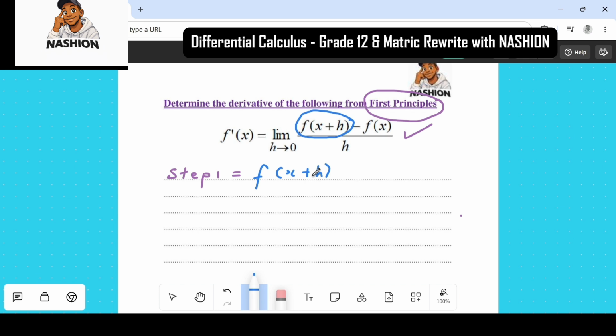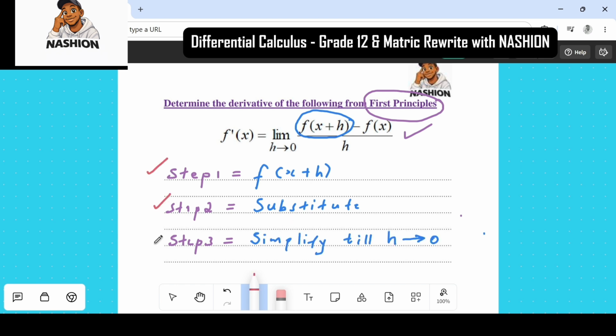After finding f of x plus h, in step 2, we already have f of x, which will be given. So all we need to calculate before we can use this formula is f of x plus h in step 1. F of x is already going to be there. So in step 2, we are going to be substituting what we have into this first principles formula. So we substitute. And step 3. In step 3, we are just going to simplify until h approaches 0. So how to start, how to continue, and how to finish the question.